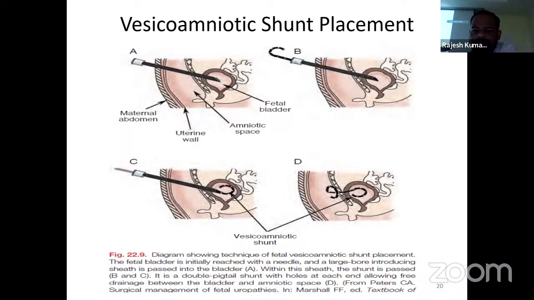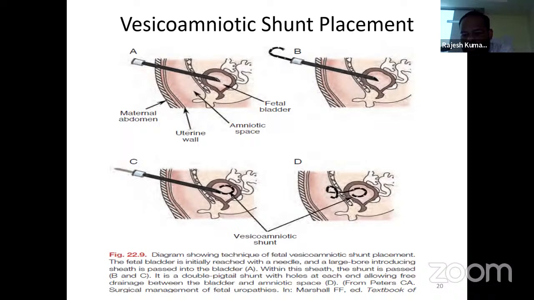In image A, the fetal bladder is initially reached with a needle, and a large bore introducing sheath is passed into the bladder. In images B and C, the shunt, which is double-ended and open, is passed through the sheath. And in image D, the both-end open shunt is placed, with one end in the baby's bladder and the second in the uterine amniotic cavity.